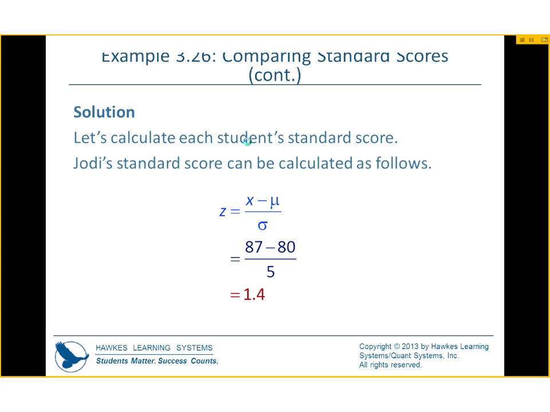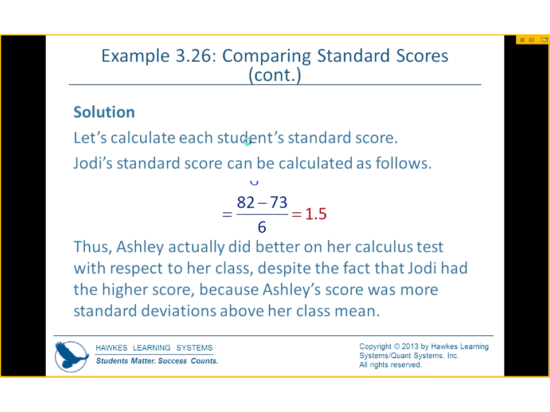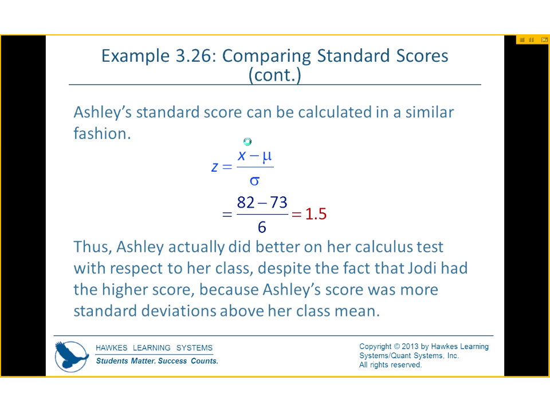Okay, so let's calculate each student's standard score, or Z-score. Jody's standard score was calculated at the bottom. 87 minus 80 over 5 gives me 1.4. So Jody's standard score was 1.4. Ashley's, if you do it, 82 minus 73 over 6 was 1.5. So if you compare 1.4 to 1.5, Ashley actually did better compared to the mean of her class. Though Jody scored higher, when you compare it to the actual data for each class, you can see that Ashley did better.